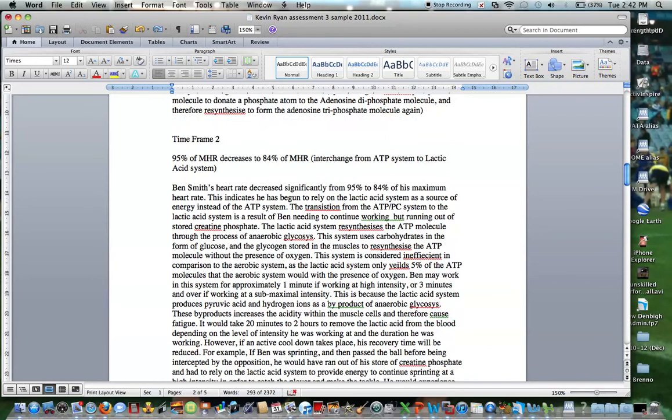Time frame 2. 95% of max heart rate decreases to 84% of max heart rate. So there's an interchange from the ATP system back to the lactic acid system.